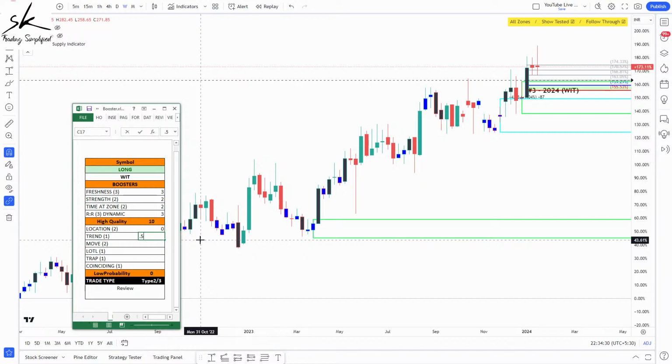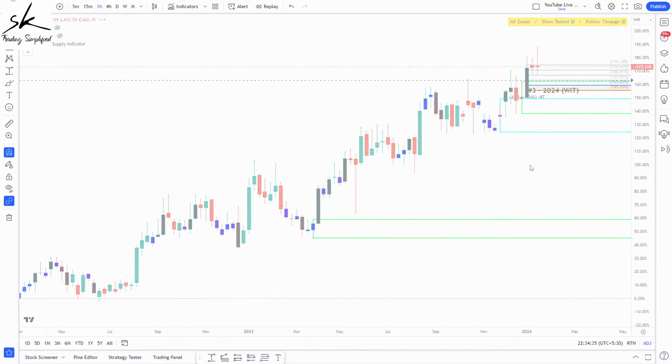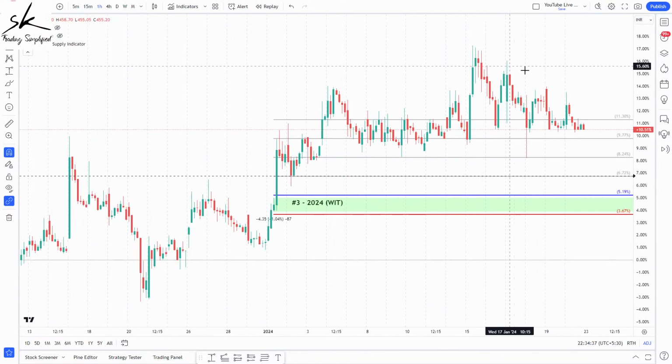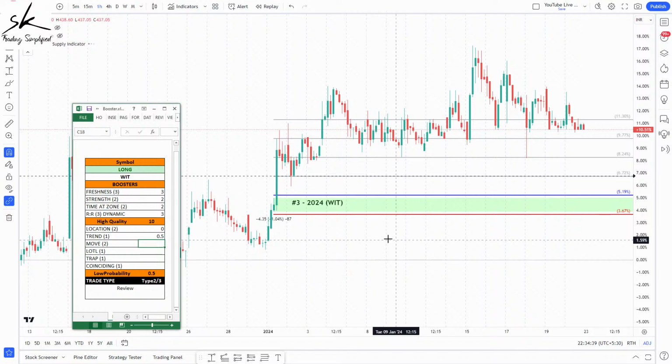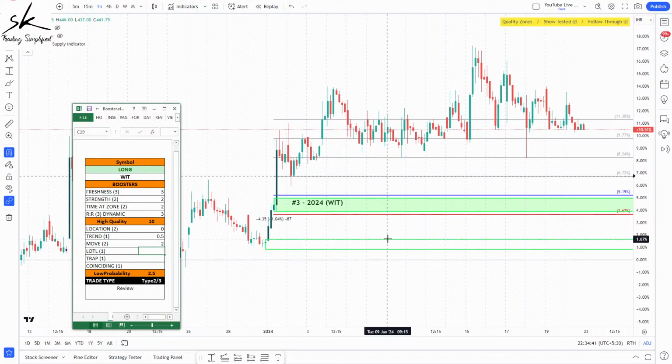And since the trend will be considered as an uptrend, we'll give it a score of 0.5. Next is move from the zone. We need a minimum of 3:1, and you can see we already have a move which is more than 3:1, which gets a score of 2. Again, it is not a case of level on top of level, not even coinciding.